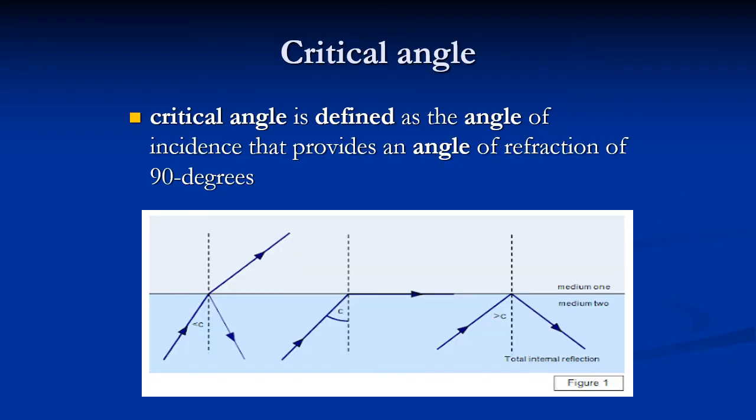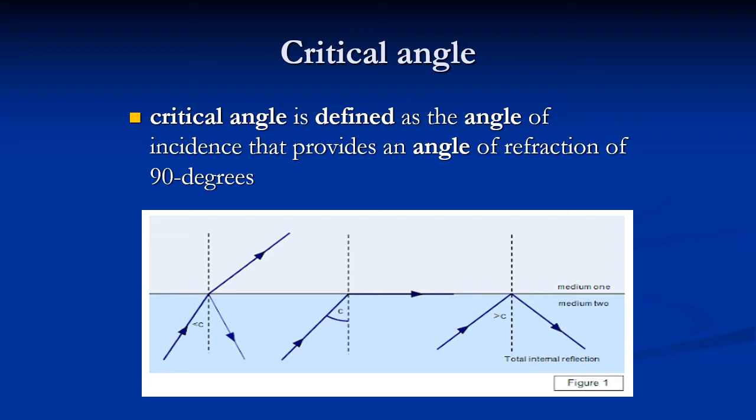So we should know something about the critical angle. The critical angle is defined as the angle of incidence that provides an angle of refraction of 90 degrees. What does it mean? When light is traveling from a thicker medium to a rarer medium, the light will have an angle at the surface that is called the critical angle. In the second picture, the critical angle is such that the traveling light ray, when it comes to another surface and changes the medium, becomes flat.